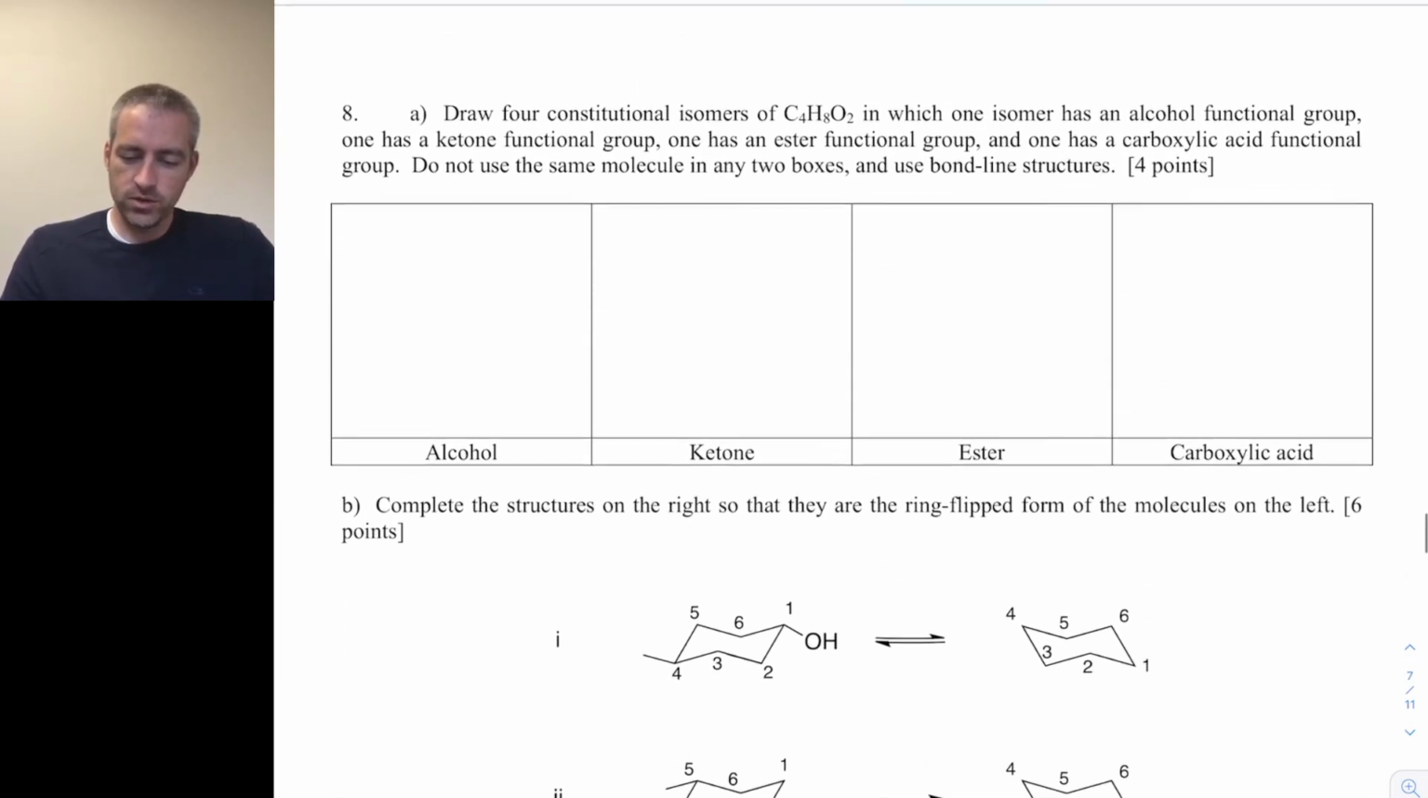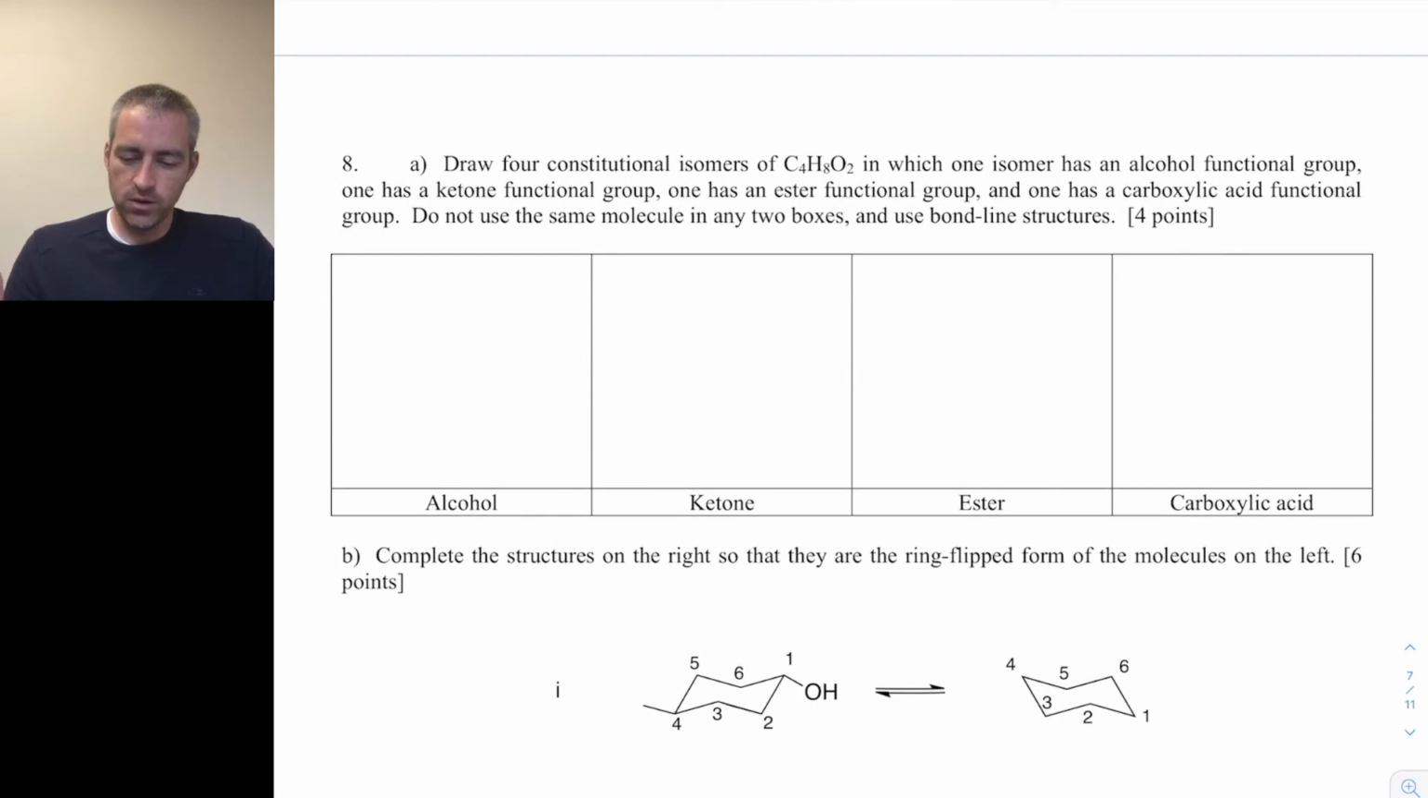Draw 4 constitutional isomers C4H8O2 in which one isomer has an alcohol functional group, one has a ketone, one has an ester, and one has a carboxylic acid. So C4, 1, 2, 3, 4, if you made a molecule like this, I guess we need another oxygen somewhere. Let's put one over here.